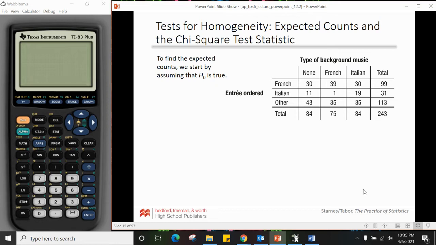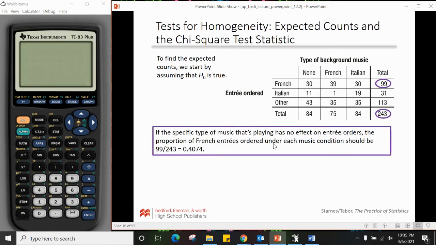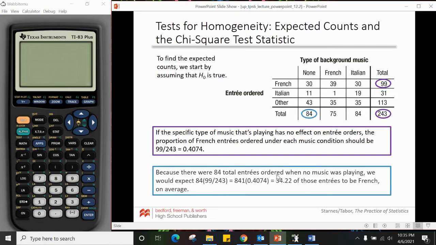So to find the expected counts, we start by assuming H naught is true. And remember, H naught is there is no difference. So if the specific type of music playing has no effect on entree order, the proportion of French entrees ordered under each music condition should be 99 out of 243, because that's how many total people ordered French entrees. And because there's a total of 84 entrees ordered when no music was playing, we would expect 84 times 99 divided by 243, or 34.22 of those entrees to be French on average.